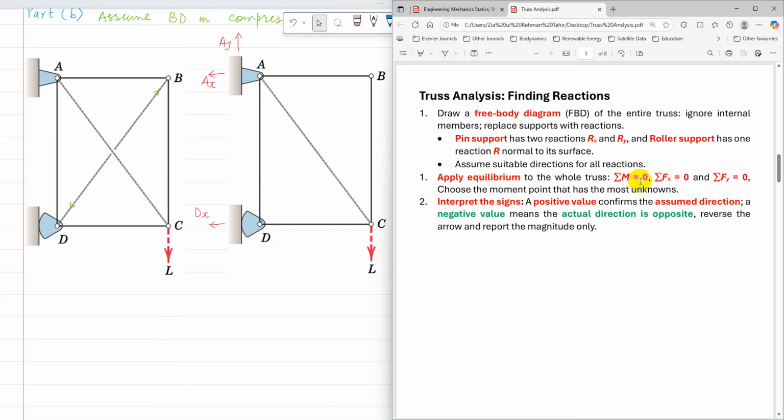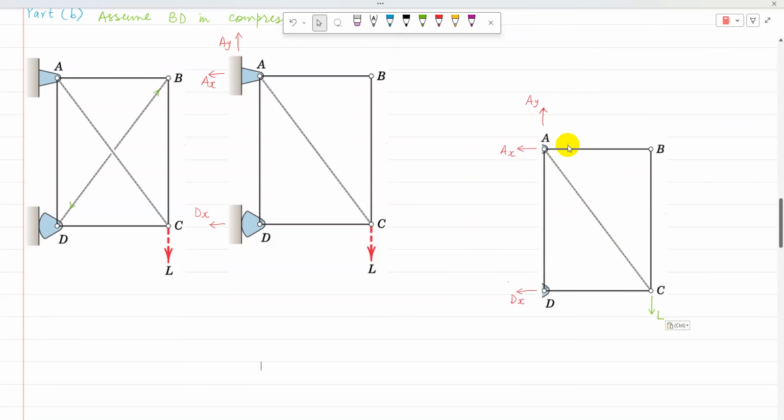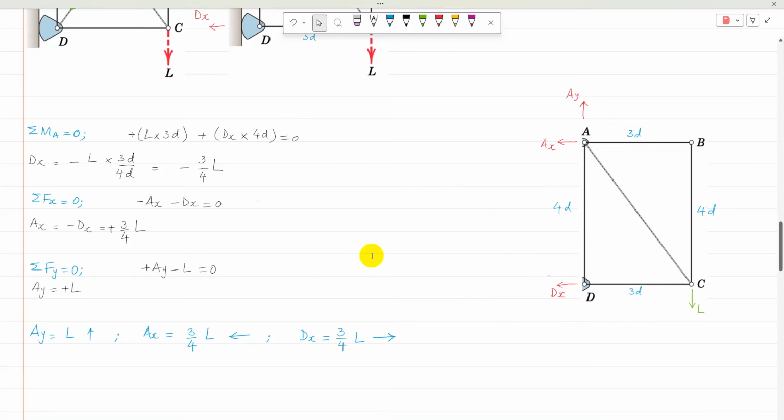First, apply sigma M equal to 0, and choose a moment point that has the most unknowns. The suitable point about which to take moment is A. When I take moment about point A, it is going to eliminate these two unknowns, so I can easily find D. So now I can take moment about point A. That is the line of action of L. It is going to act along BC, and it is going to produce moment about A in clockwise direction.